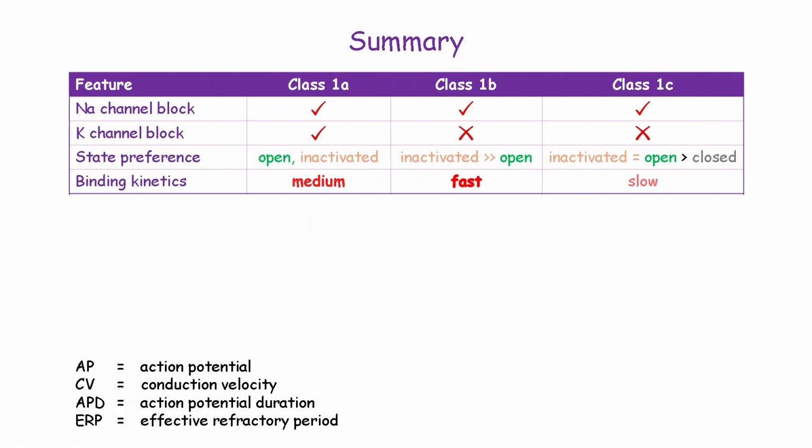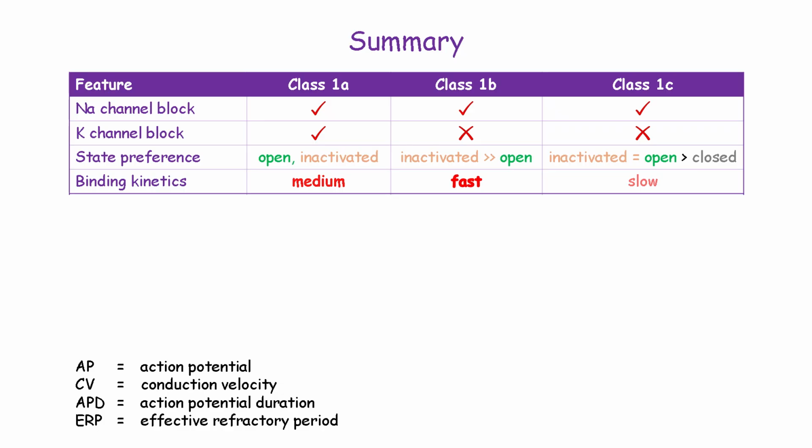This summary table brings everything together for comparison of the 3 subclasses of class 1 antiarrhythmic drugs. All 3 block sodium channels, but only class 1A drugs also significantly block potassium channels. They differ in their preferred binding states. Class 1B drugs favour the inactivated state. 1C drugs bind to both open and closed states, while 1A drugs mainly target the open state.